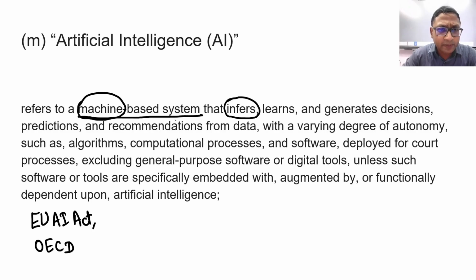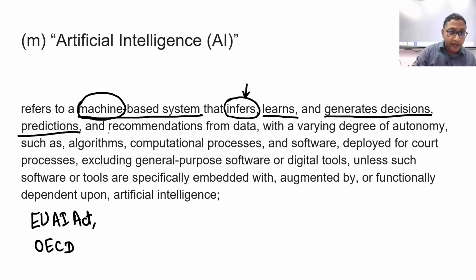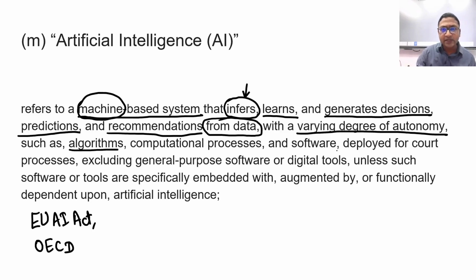But a couple of things are common: a machine-based system that infers, so learns and generates decisions. So in my opinion, artificial intelligence is a machine-based system that infers, learns, and generates decisions, predictions, and recommendations from data, with a varying degree of autonomy, such as algorithms, computational processes, and software deployed for code processes.